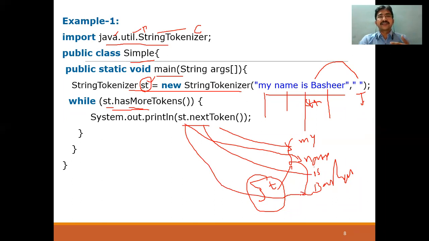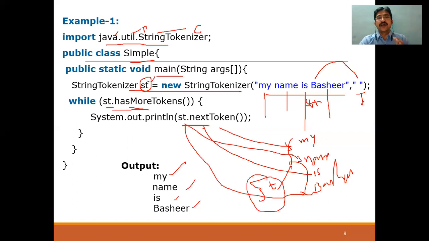Now when we call the while loop again, st.hasMoreTokens, the tokens are completed. There are no more tokens available. The condition is false. It comes out of the loop and out of the program. So the output displayed is "My name is Bashir", with each token displayed. So with the help of hasMoreTokens we check whether tokens are available or not. If available, we extract and read that token with the help of the nextToken method.